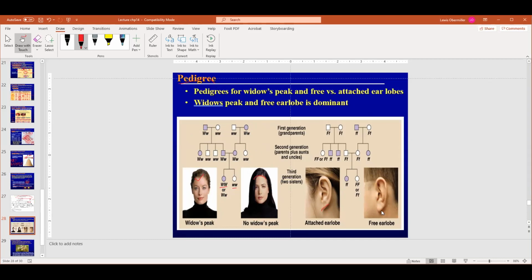And we have free and attached earlobes. You have a survey for the population genetics lab that looks at your little finger, if it's bent or straight, and your earlobes, if it's free or attached. So you know from this that having an attached earlobe, so you don't really have an earlobe, is recessive, and having a free earlobe is dominant. Now, if you have a free earlobe, you don't know if you're homozygous dominant or heterozygous. But if you do have an attached earlobe, you know that you are homozygous recessive.